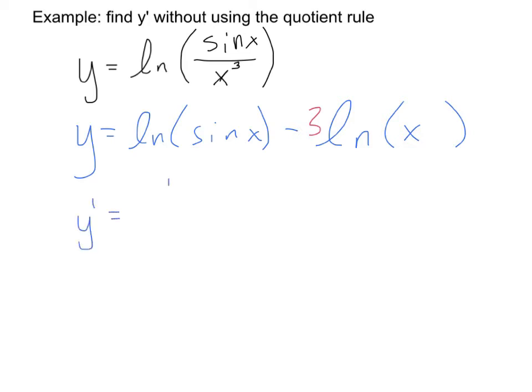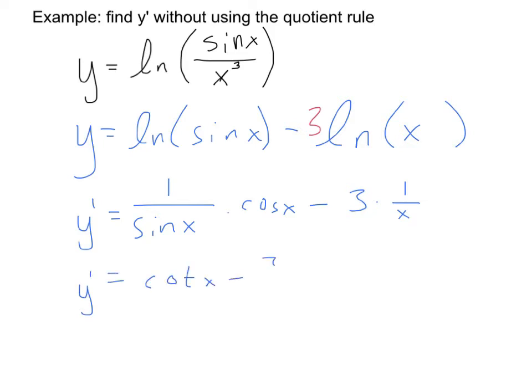The derivative of this thing is 1 over the sine of x times the chain rule says times cosine x minus 3 times the derivative of natural log of x, which is 1 over x. I end up with cotangent x minus 3 over x.